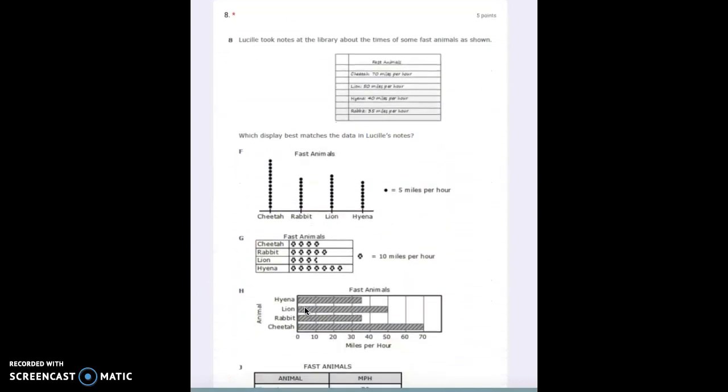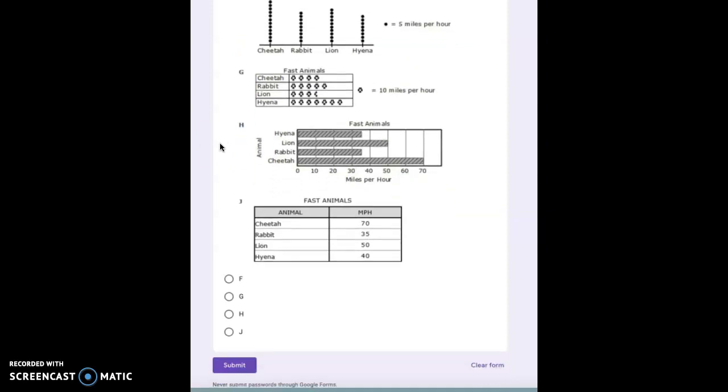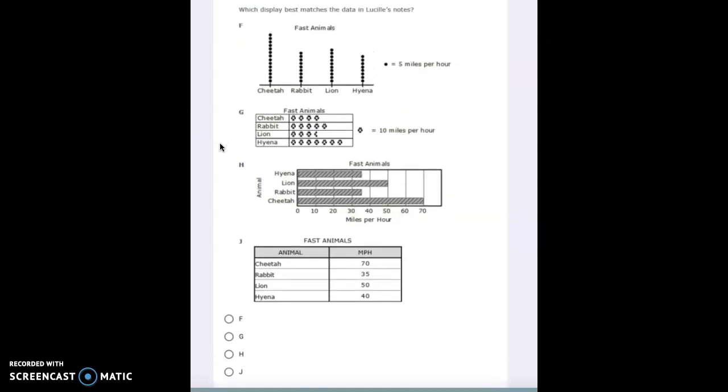Number 8. Lucille took notes at the library about the times of some fast animals as shown. So fast animals, cheetah, 70 miles per hour, lion, 50 miles per hour, hyena, 40 miles per hour, rabbit, 35 miles per hour. Which display best matches the data in Lucille's notes? F, G, H, or J? Pause and answer the question.